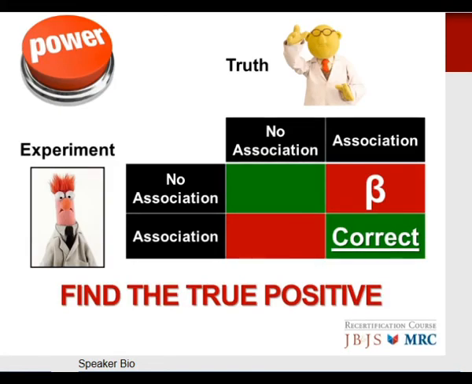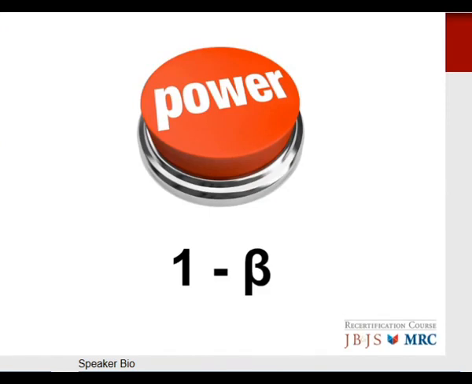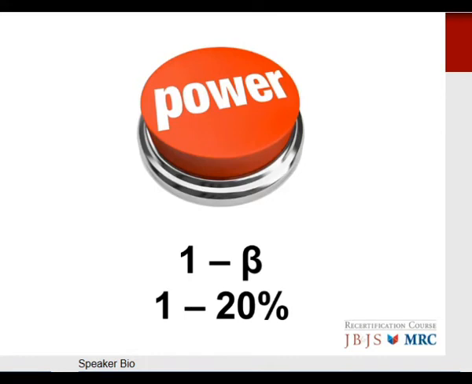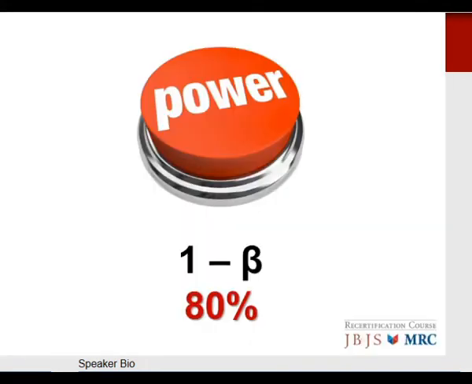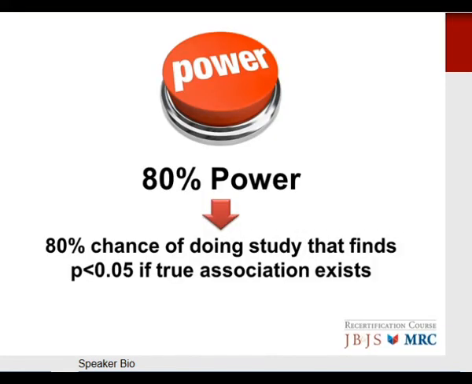And so the beta error is that area that you see there. And so power is 1 minus beta, or 1 minus that 20%, and that's where 80% power comes from. And so 80% power says that we have an 80% chance of doing a study that finds that P is less than 0.05 if a true association truly exists.